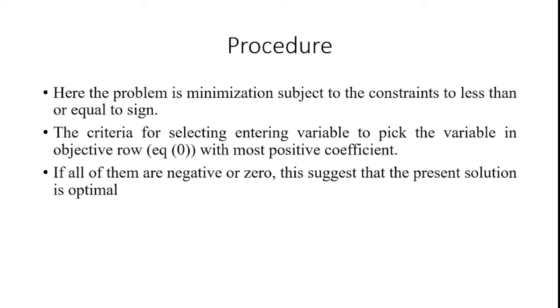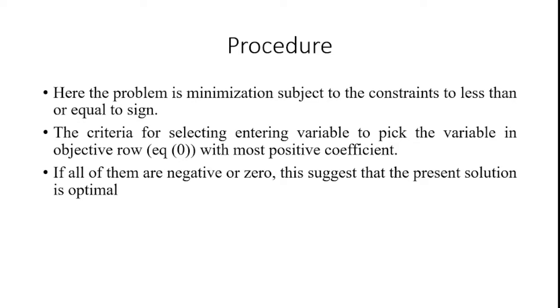So the criterion for selecting the entering variable is to pick the variable in the objective row, which is called equation 0, with the most positive coefficient. If all of them are negative or 0, this suggests that the present solution is optimal.